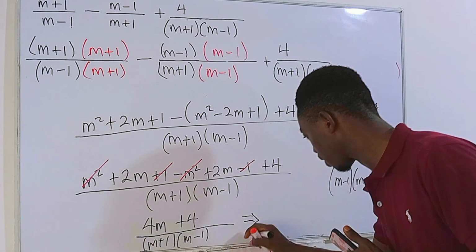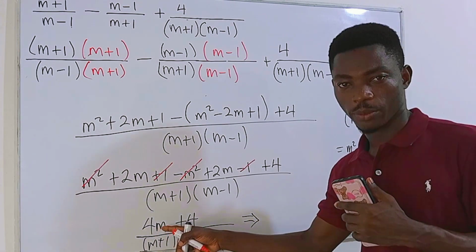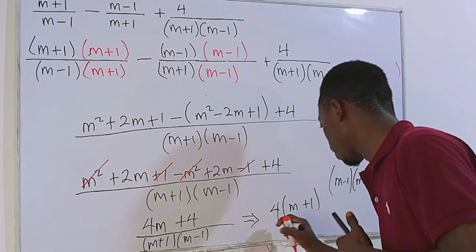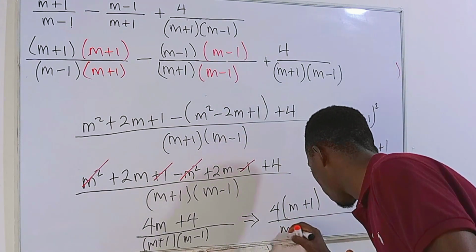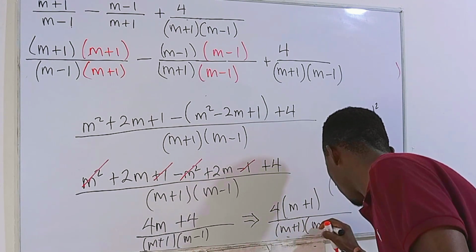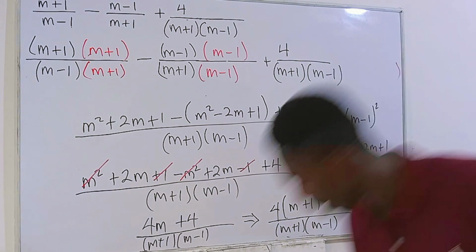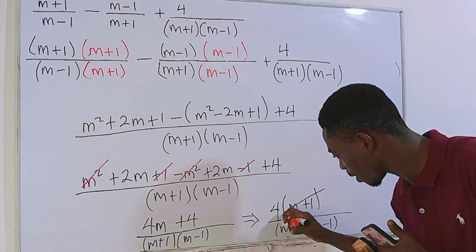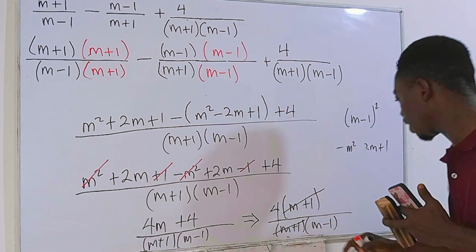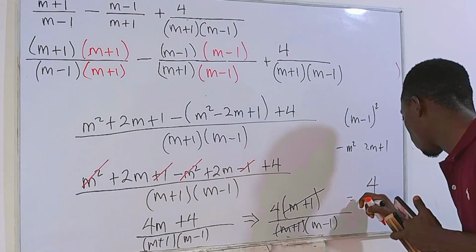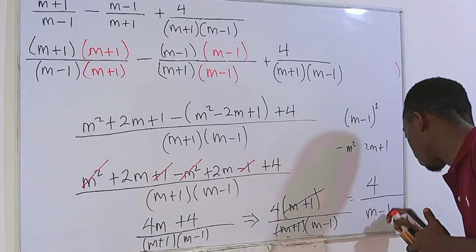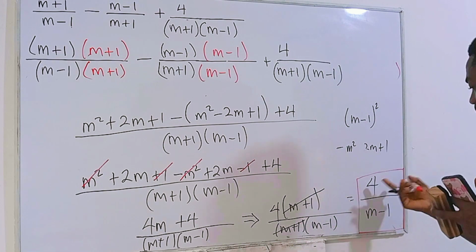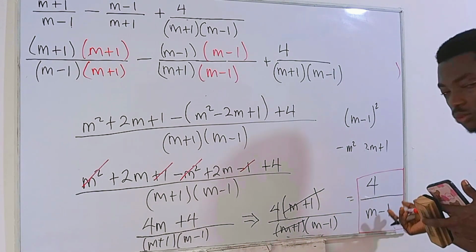Now, this implies that we can actually factor out 4 right here, so that we are going to have 4 times m plus 1 divided by m plus 1 times m minus 1. Now, what do we see right here? We can clearly see that the whole of this will cancel out that. And finally, we are going to be left with 4 divided by m minus 1. And this is the final answer. Of course, this is in its simplest form. We cannot do anything to this again.